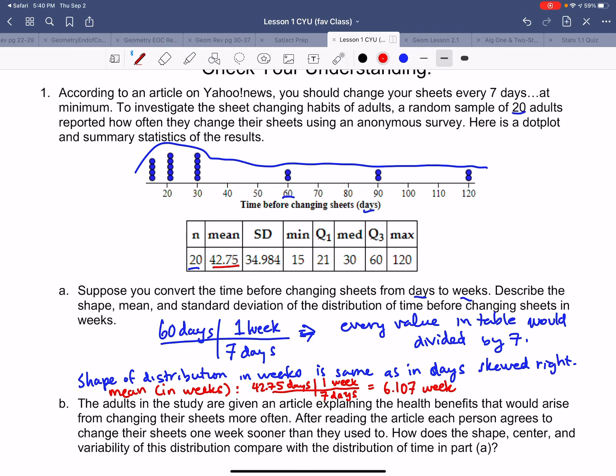Now, lastly, how would it change our standard deviation? I ran out of room, so I'm going to go up here and change to green. So how would my variability change? Notice our variability does change. If we divide by 7, then our variability would divide by 7. So our standard deviation in weeks would be the same as in days, 34.984 days, but we'd have to divide it by 7. So we'd get a standard deviation of 4.998 weeks.